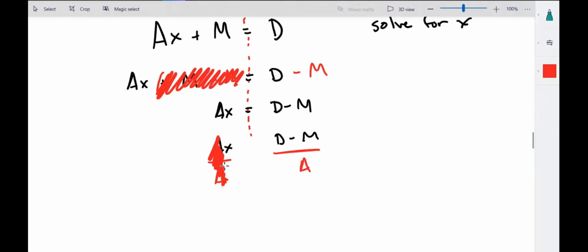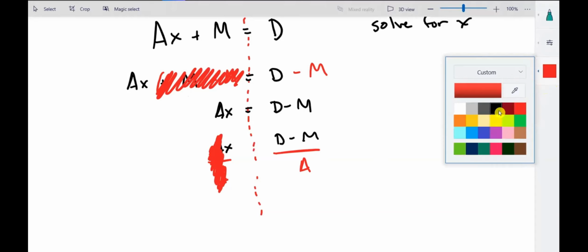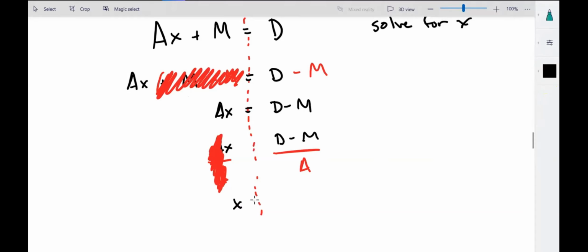So, like I said, whatever you're targeting is just going to basically disappear. In the first step, we targeted the M, gone from one side. Right now, we're targeting the A, also going to be gone from this side. I'm going to keep this little line here. So I end up with just an x, which is beautiful.